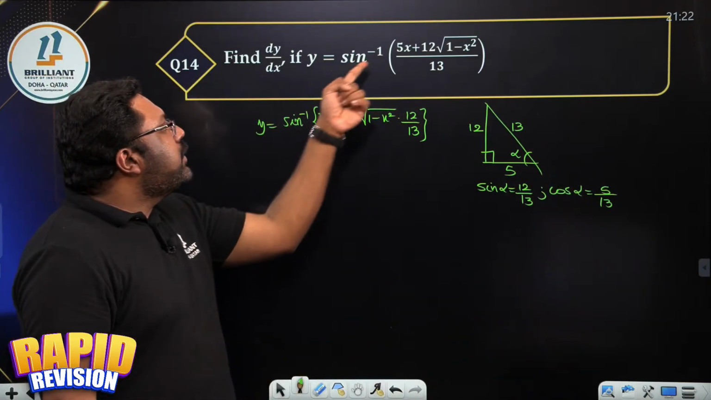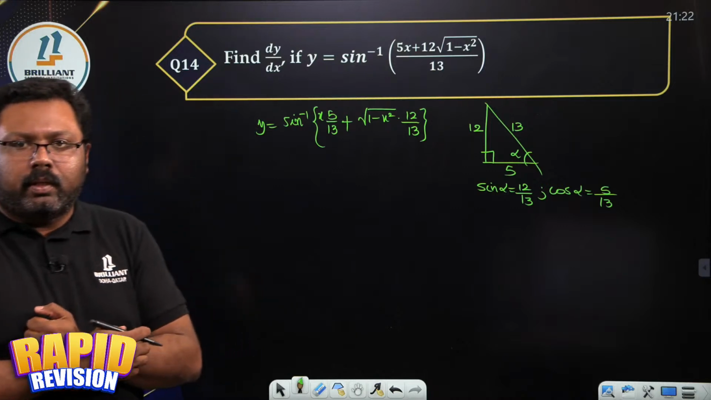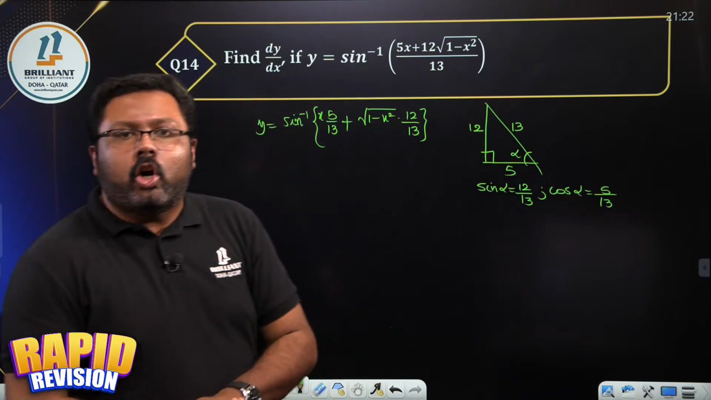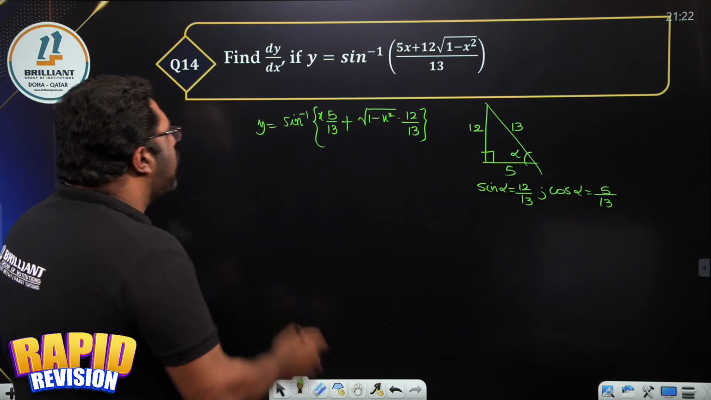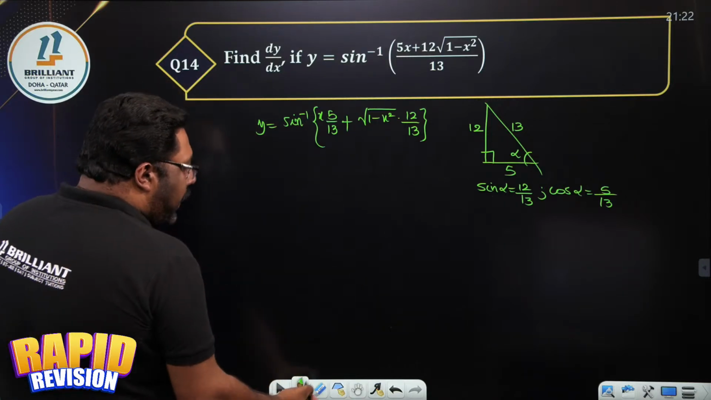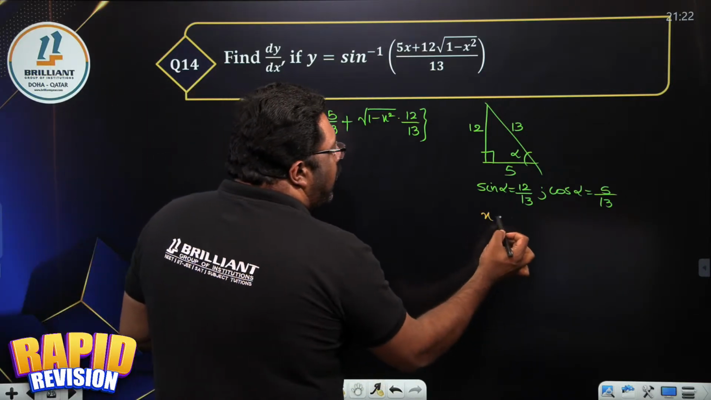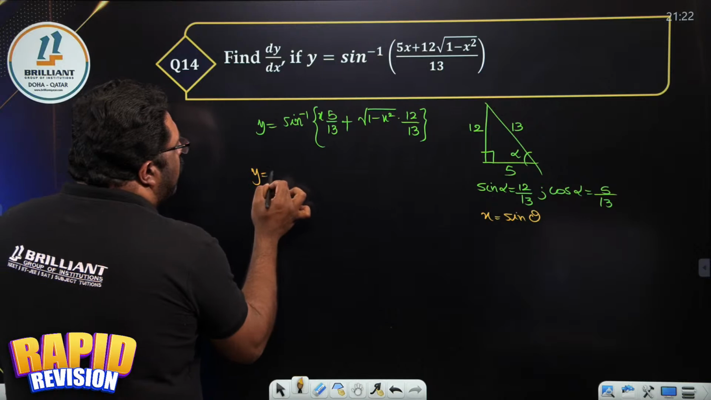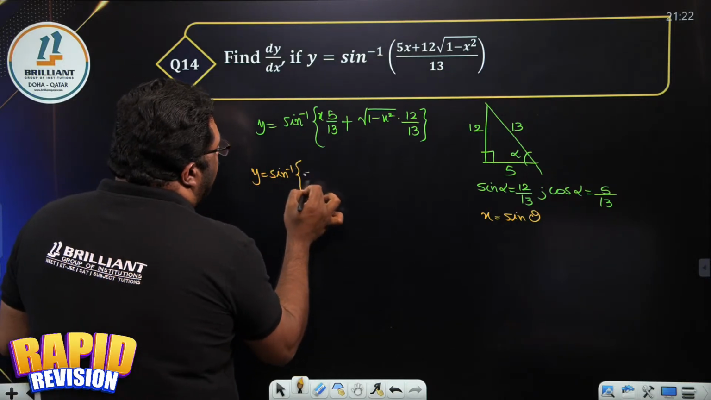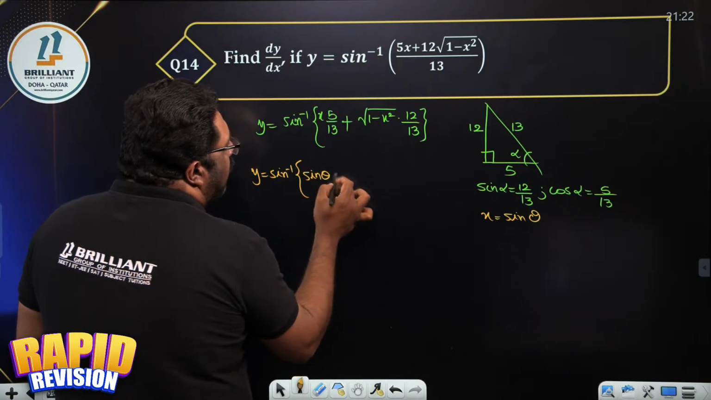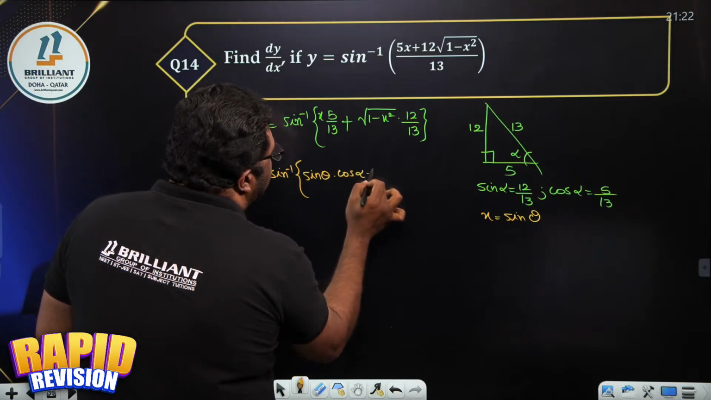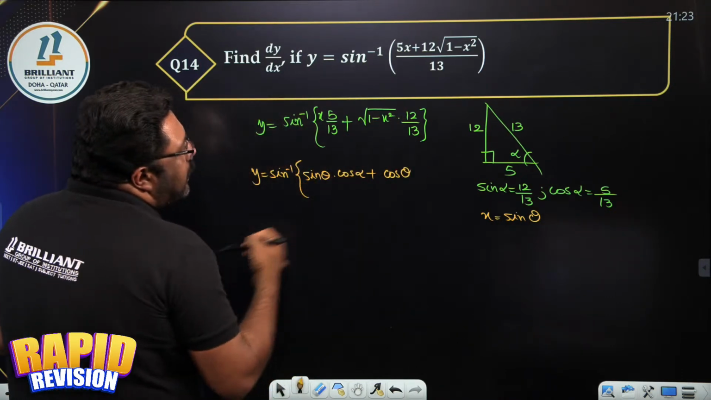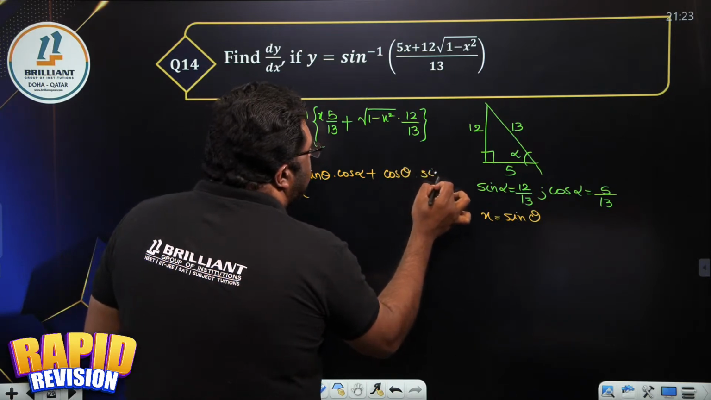Please learn that for an inverse function, if you see some unwanted, unrelatable numbers inside, they are numbers related to a Pythagorean triplet, and you can use this conversion and also make a substitution for x. I'm going to put x as sine theta. So y is equal to sine inverse of sine theta 5 by 13 cos alpha, root of 1 minus sine squared theta cos theta into sine alpha.